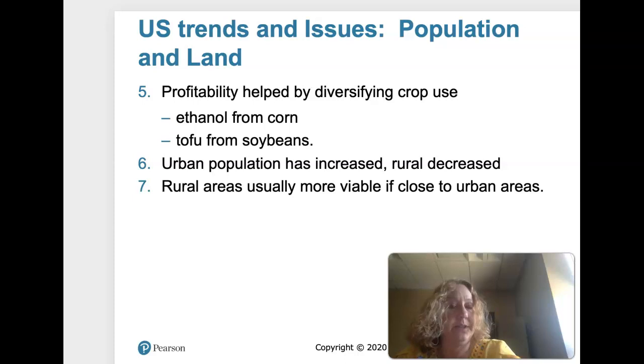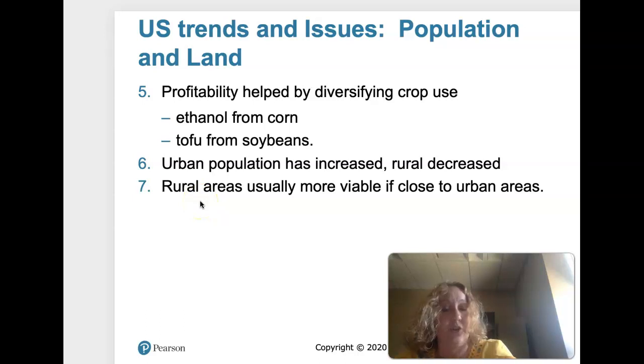Profitability is helped a little bit by diversified crop use. Now we can get ethanol from corn, we can get tofu from soybeans, we can sort of diversify where these things are growing and how we are using them, especially ethanol is helping move the price of corn.